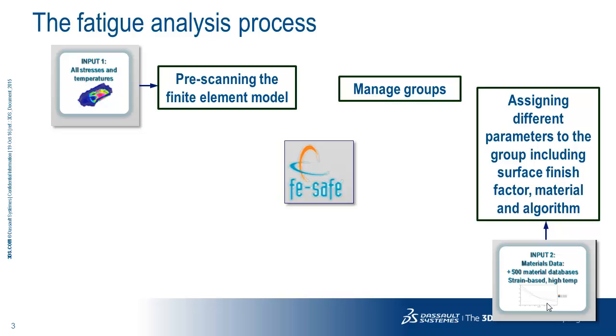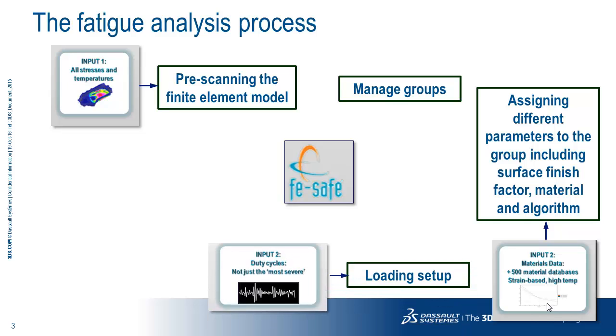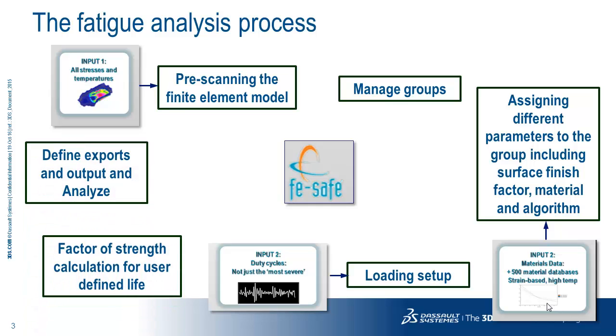Also, we can then use those groups to define the surface finish factor, material, as well as algorithm. We can use any of our materials in the material database if you like. And we can also define the loading. And finally, if we have a target life in mind, we can define that target life, so that FE-SAFE can determine the factor of strength, and also we can define the exports. So all these are the things which we are doing inside the FE-SAFE GUI.